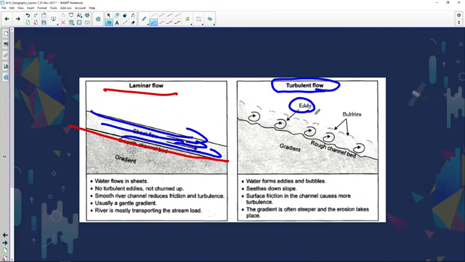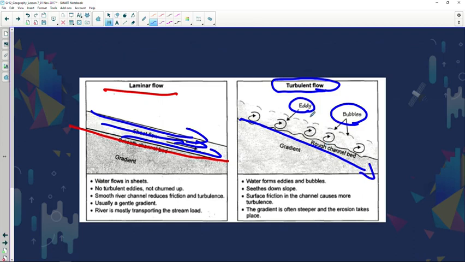Eddies are where the water is rolling over with lots of bubbles, as the water moves quite fast downhill. What can we say? It's usually downslope, where it's a very steep gradient, and often because it's a rough riverbed, it creates these eddies and bubbles on top of the water.